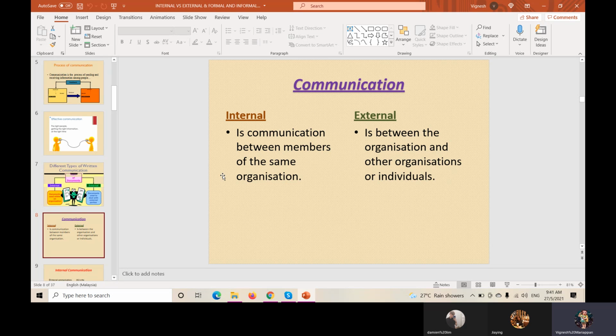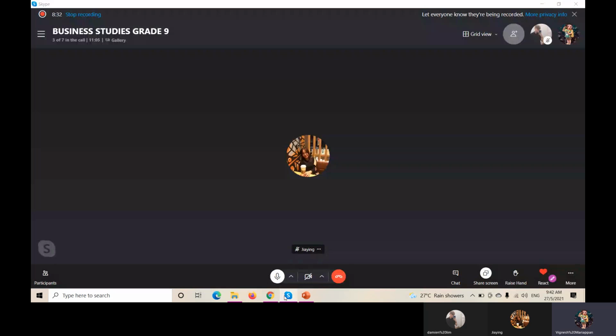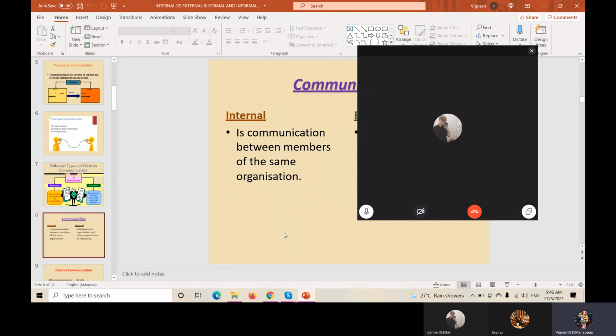Everything inside, between the members of the same organization, between the students of the same school, between the members of the same family, we call it internal. Understand? External communication is between, okay, give me 2 minutes, I need to inform teacher Jasmine.